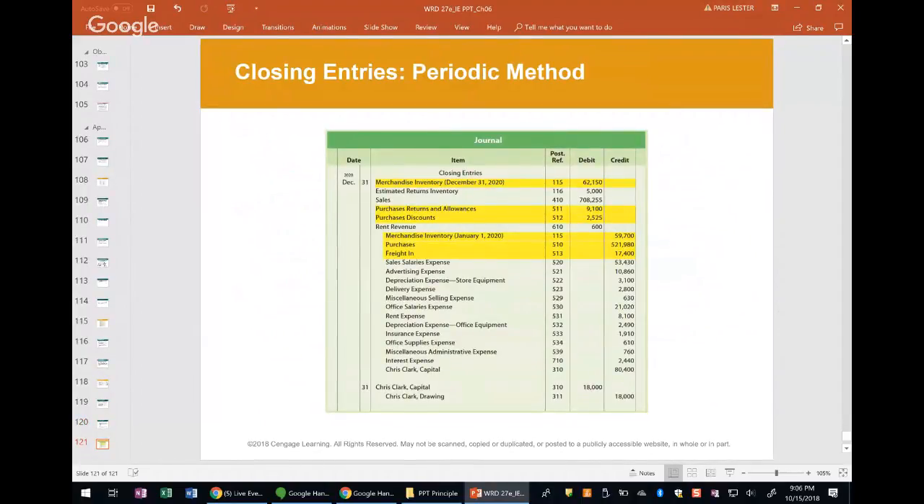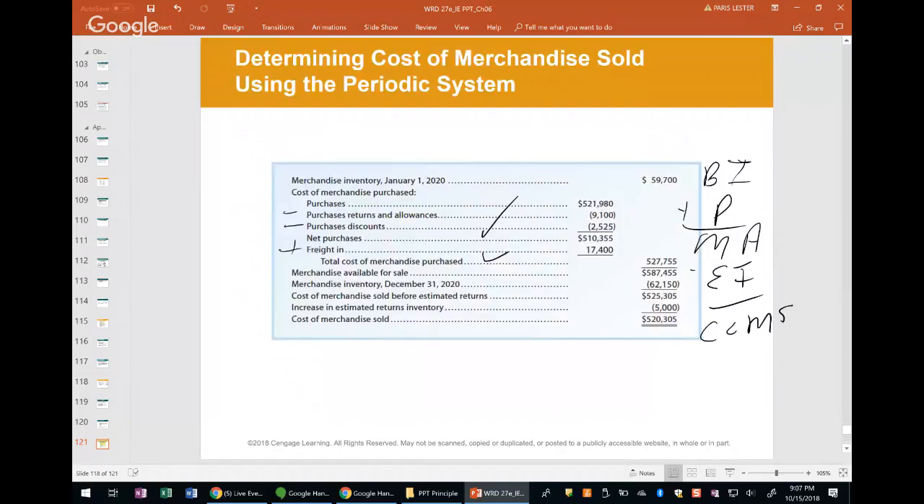Look at the closing entries for a moment. You debit merchandise inventory and you debit estimated returns, you debit sales. All these accounts you have to close out. Purchase returns, allowances, discounts, and rent revenue. Then you close out all your expenses, including your beginning inventory. You got to get rid of your beginning and establish your ending. And then you close out purchases and freight in just like expenses. So that's pretty much the PowerPoint.